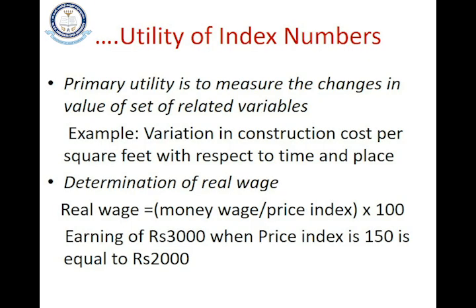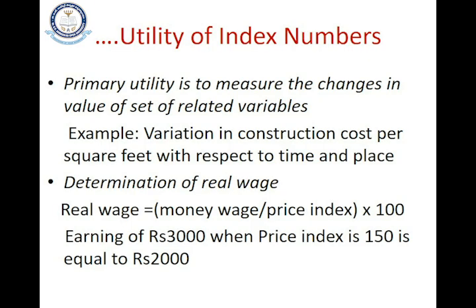By applying the concept of time value of money, what a person is getting today, is it equivalent to what he got earlier? If a person is getting 3000 rupees now and the price index is 150%, then that is equivalent to 2000 rupees only. How can we go about it? The formula: real wage is equal to money wage divided by price index into 100. If you divide the money wage, 3000, by the price index 150 and multiply by 100, it comes to 2000 rupees only.